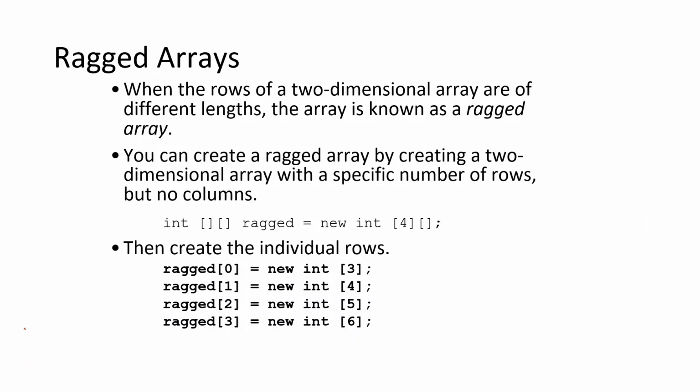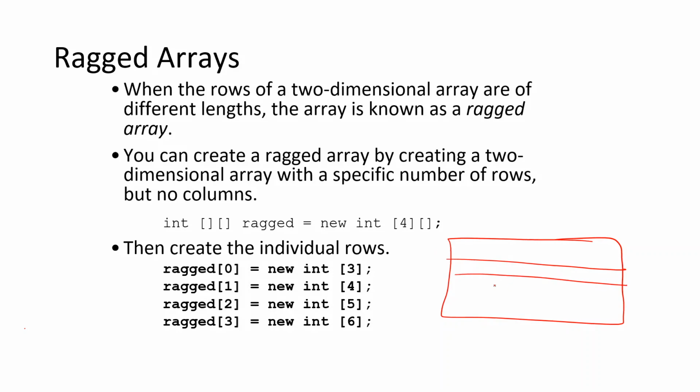If you have something like this, it means you have an inconsistent array. For example, given this, we have 4 rows. That's what we are seeing here, 4 rows. But the first row has 3 elements, the second row has 4 elements, the third has 5 elements, and then 6.